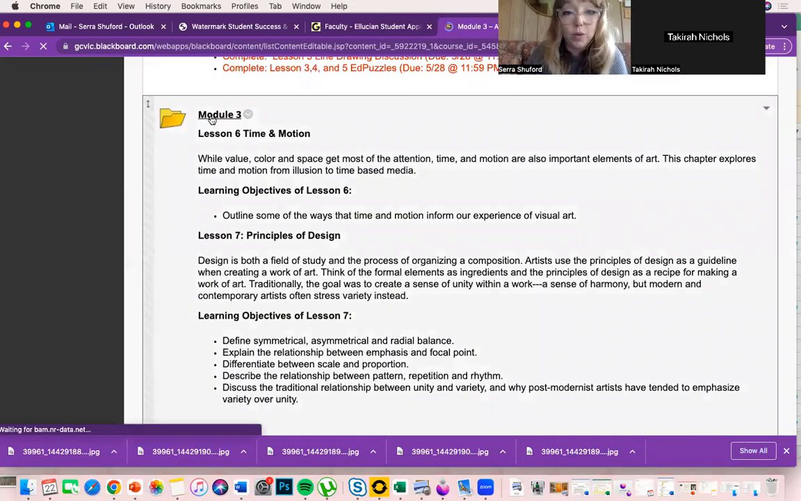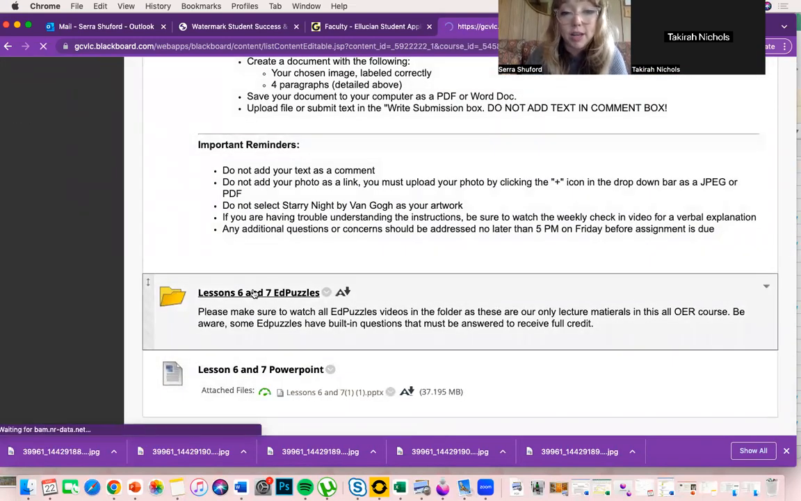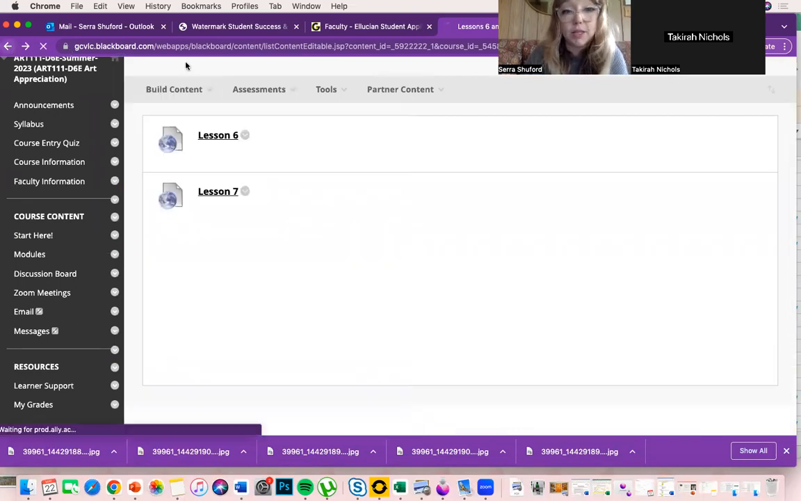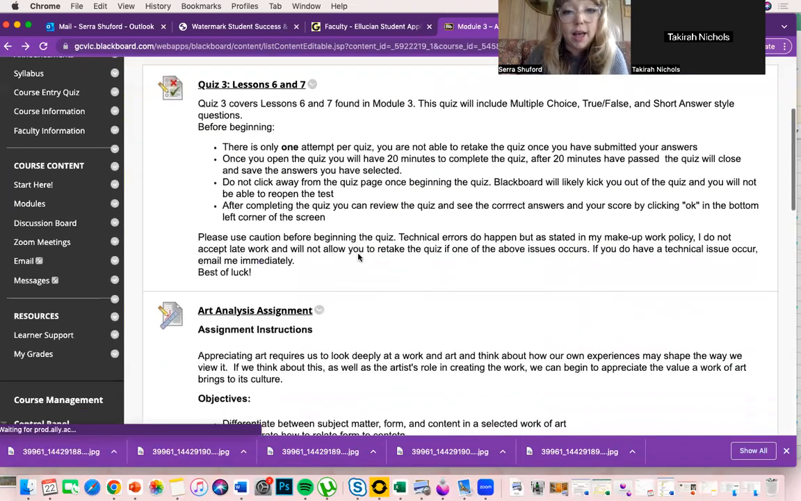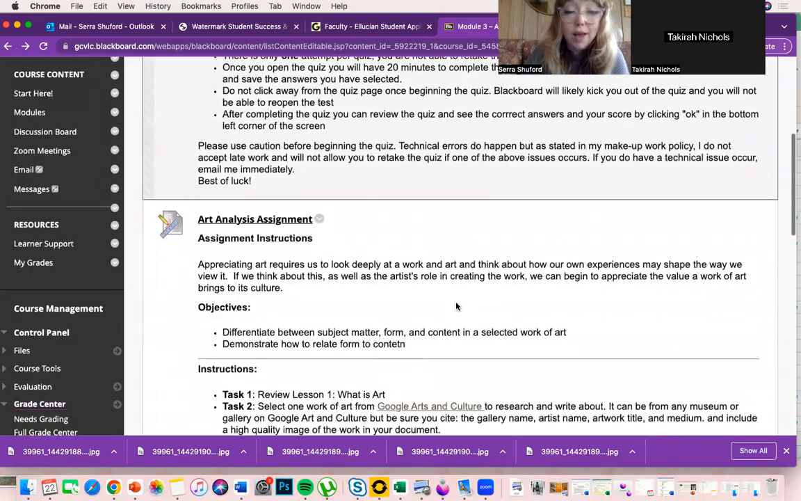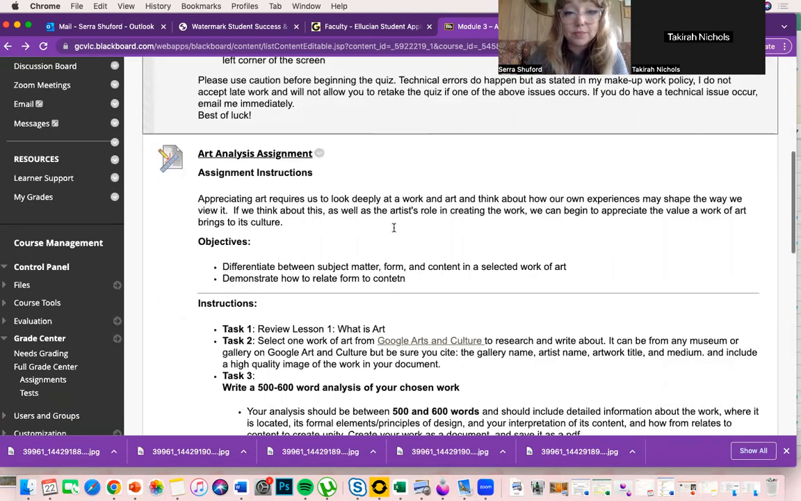Same deal here. We've got the Ed Puzzles here. I think we just have 2 Ed Puzzles. I don't think I added any other ones here. Yep, just lessons 6 and 7 in the Ed Puzzles. And then quiz 3, which again is the same deal as quiz 2 and all of the quizzes. Usually they're 8 to 10 questions and they're all multiple choice, true or false, short answer style questions.